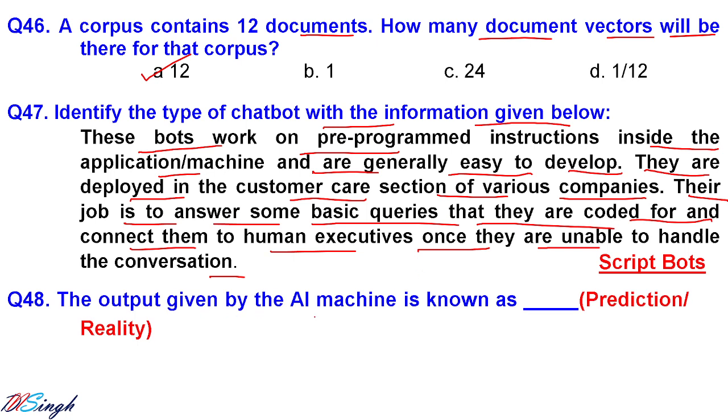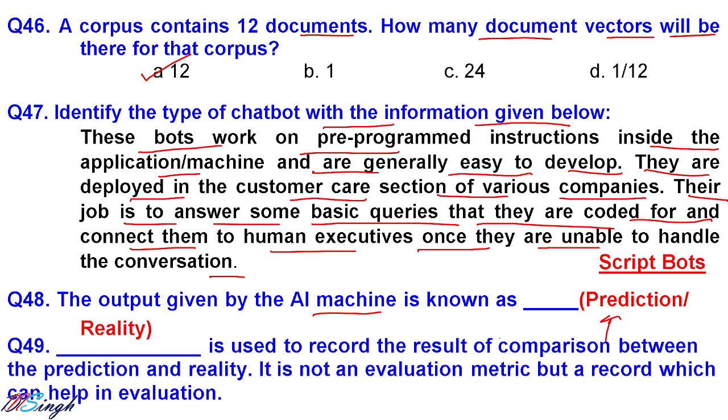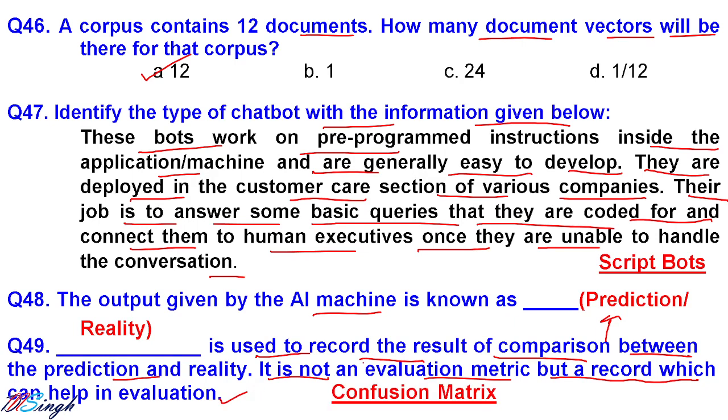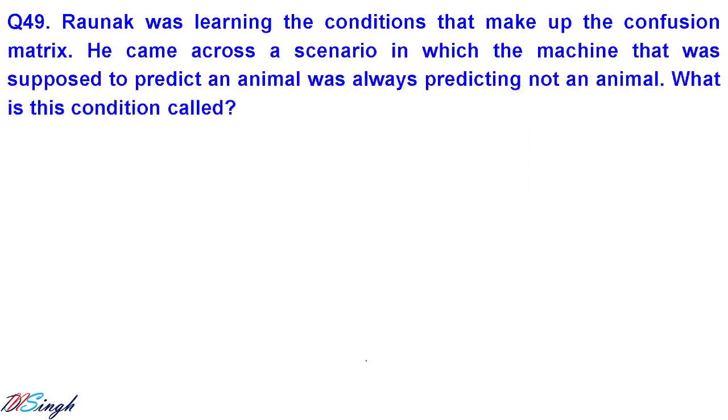The output given by an AI machine is known as prediction. This fill in the blank is used to record the result of comparison between prediction and reality. It is not an evaluation metric, but a record which can help in evaluation. This is a definition of confusion matrix. Okay guys, let us go for the next question.